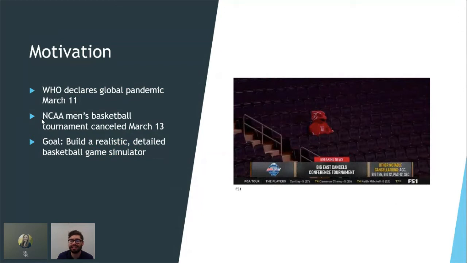You can even see this game at halftime got canceled, leaving that sad old mascot in the stands wondering what happened. And I was very sad too. So while everyone else at that time was watching Tiger King and making sourdough bread, I decided to simulate my own NCAA tournament just to get a sense of what could have happened that day. My goal was to make something very realistic and detailed to simulate game by game.